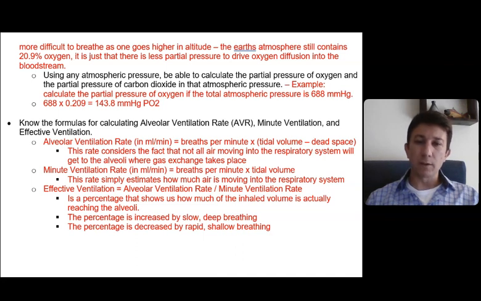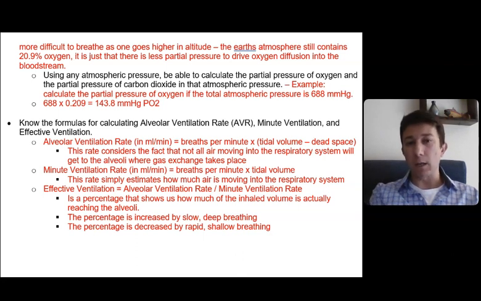So alveolar ventilation rate takes into account the fact that not all of the air that's moving into and out of the respiratory system is actually getting to and from the alveoli, where gas exchange takes place. So the alveolar ventilation rate is simply examining how much air per minute is actually getting to the gas exchange places, the respiratory membrane in the alveoli. So that's the one major formula that I will have you complete a calculation on in the quiz.